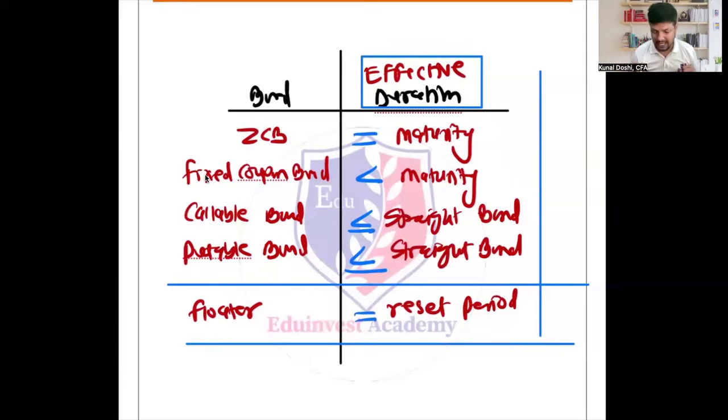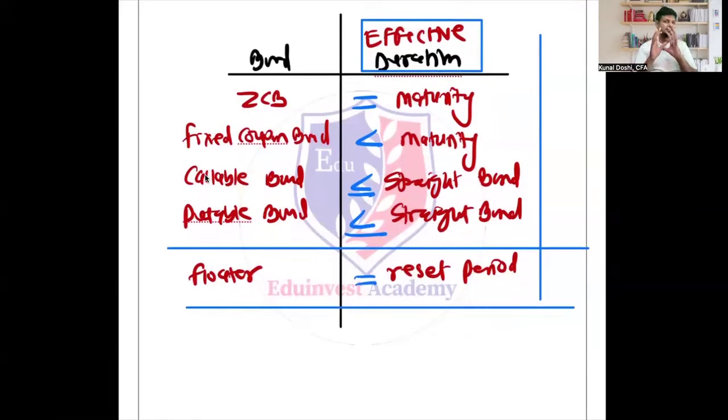Now, before we go into duration and convexity, just to remember the basic concept of duration: for a zero coupon bond, the duration is generally equal to maturity. For a coupon bearing bond, it is less than maturity. Callable and puttable bonds are below the straight bond because they have the chance of being called or exercised before the straight bond's maturity. So their duration is always lesser than the identical straight bond.